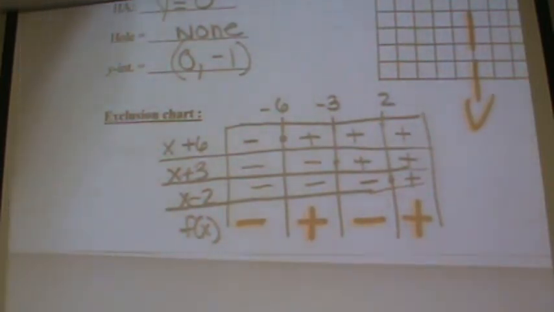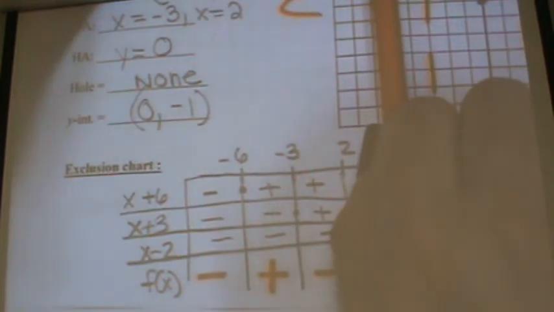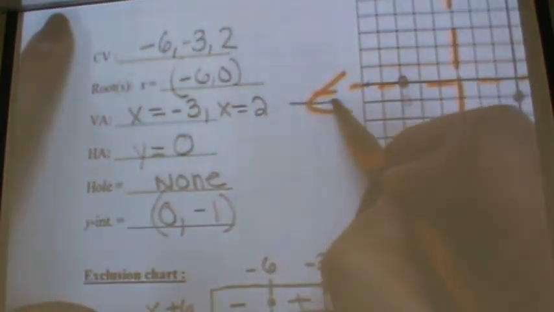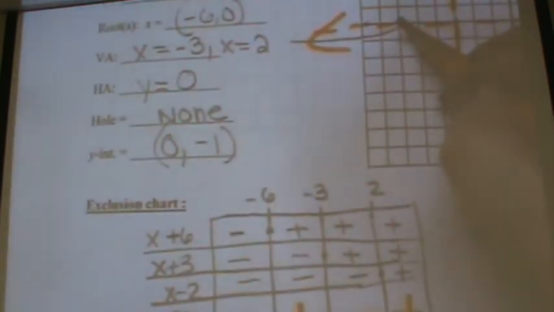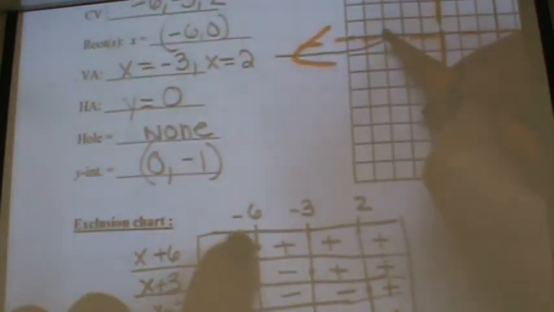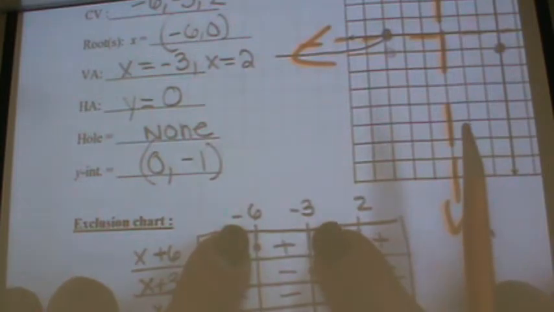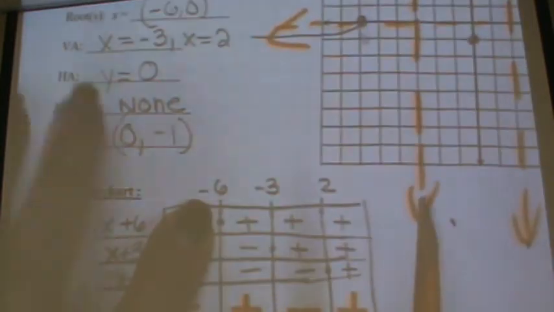Okay, so -6, it says negative. Now, remember what I said? These asymptotes are for the end behavior. So what's happening is your graph is coming from there, and it is gonna cross this horizontal asymptote. From -6 to -3, it says we're positive. So we're gonna shoot up here, like that.